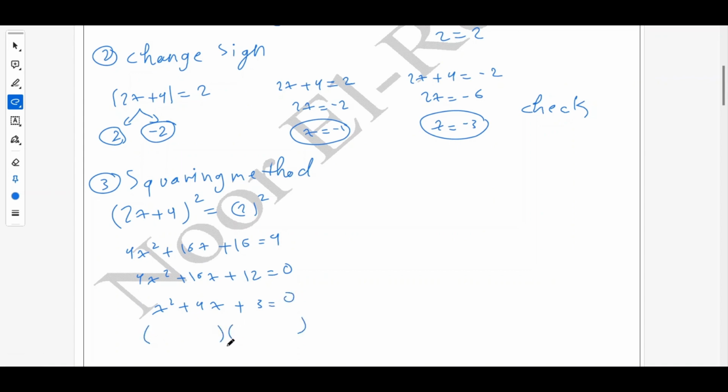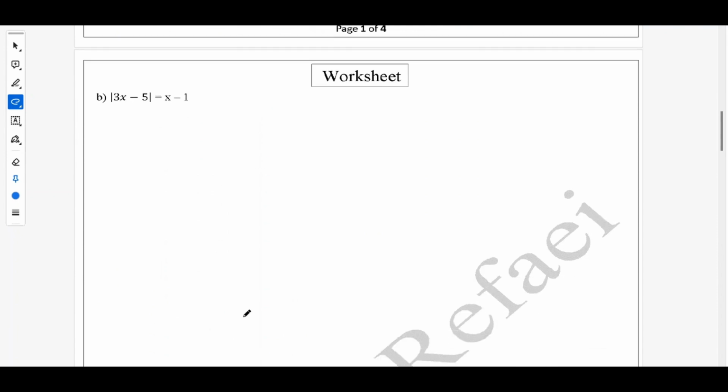Factorize: x plus 3, x plus 1 equals 0. So x equals negative 3, x equals negative 1. And always check. Move to another example.